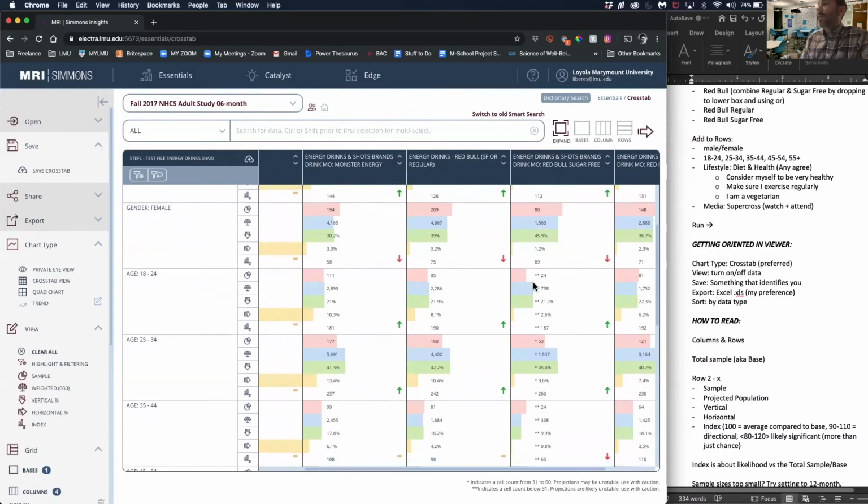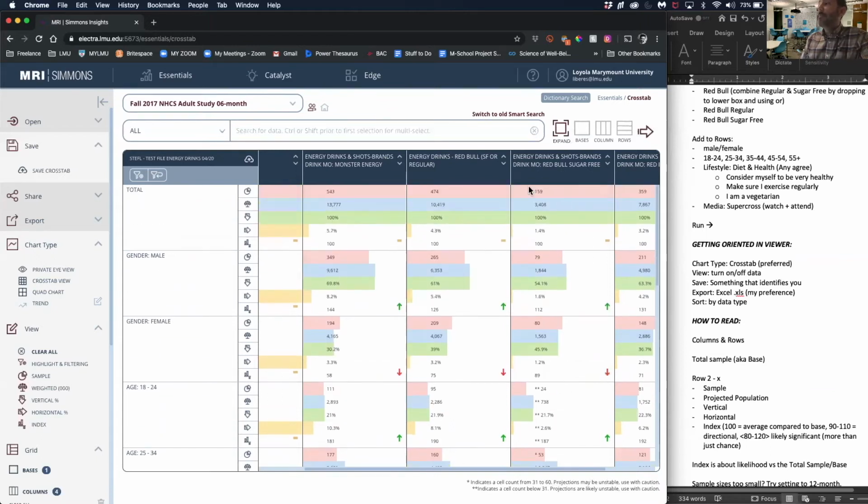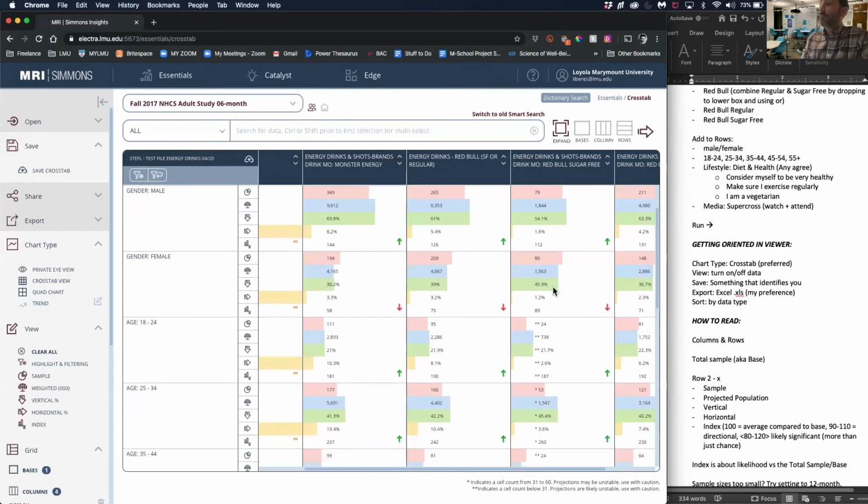Something I want to point out here is we see some of these asterisks. One asterisk means that it's a sample size from 31 to 60. That means it may be unstable. So this is a sample size of 53. The problem is that the base in the study, because we used the 6 month, the base size of this total 159, there's not enough people to reliably cut it down to say, what is the proportion of 18 to 24-year-olds who drink sugar-free Red Bull, because the sample is so small to begin with.